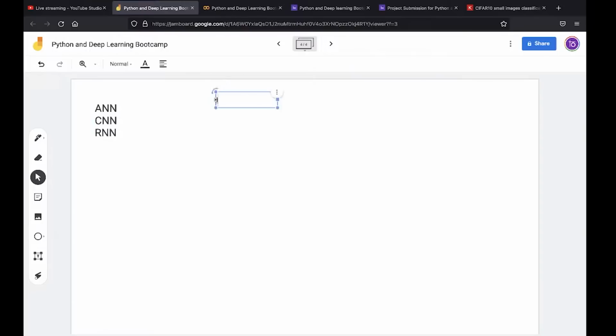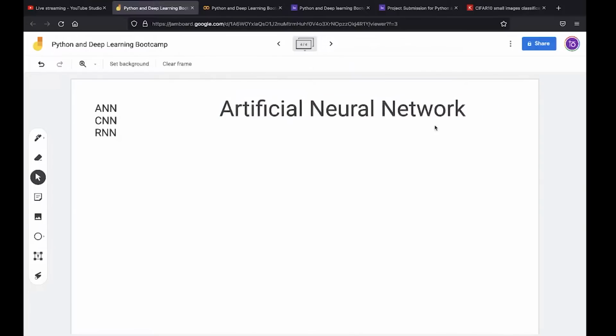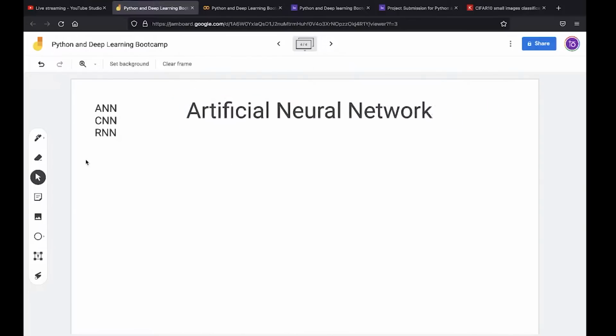The full form of ANN is artificial neural network, or sometimes people call this neural nets as well. Okay, they are both the same. Neural nets and artificial neural network are the same as neural network. Now, if you see over here, we have three words: one is artificial, another is neural, and another is network.